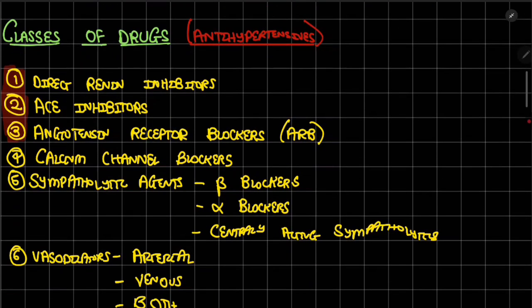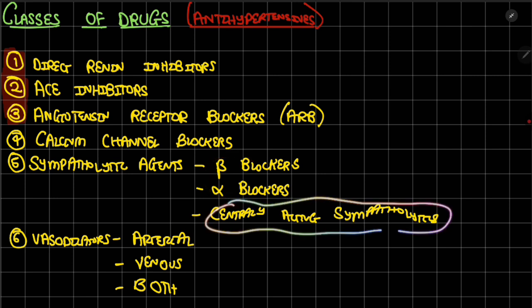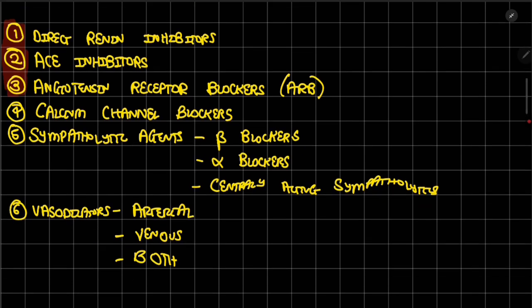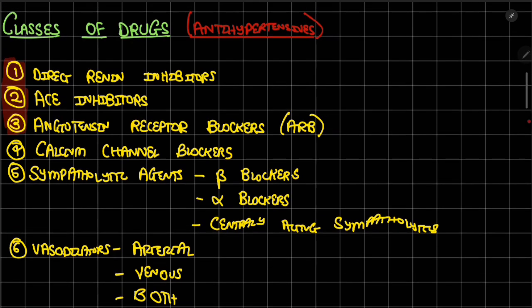And as you know, what does a calcium channel blocker do? Basically, it will do vasodilation. What about beta blocker, alpha blocker, and centrally acting sympatholytics? They will do vasodilation. And vasodilator, the name itself says vasodilation. So these are the 6 classes which will prevent the increment in BP, rather they will decrease BP, and therefore they are included in the antihypertensives.